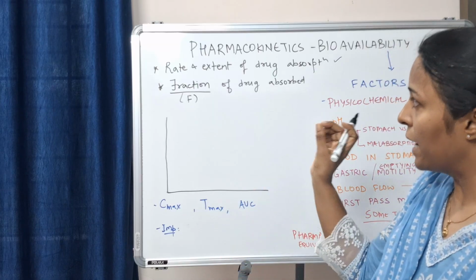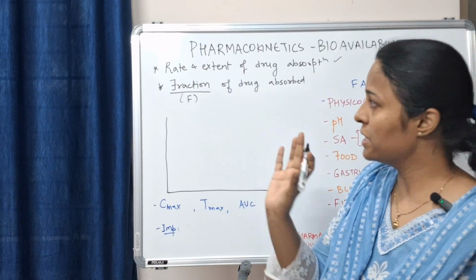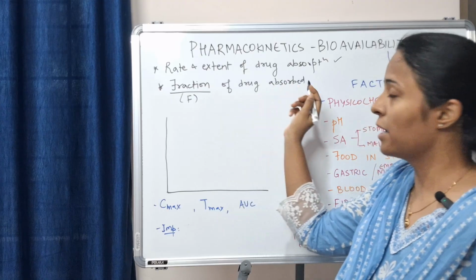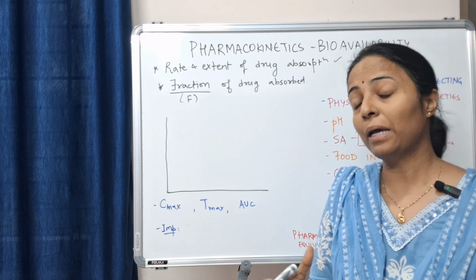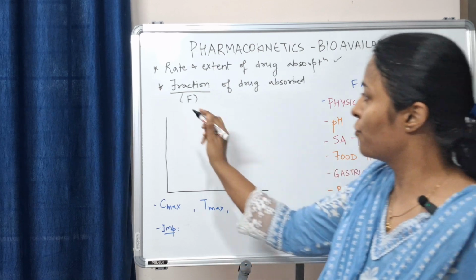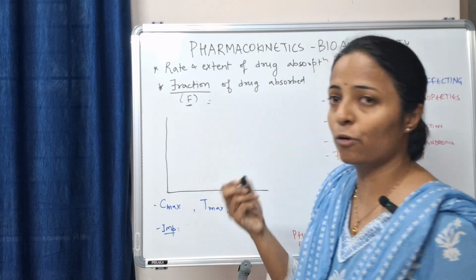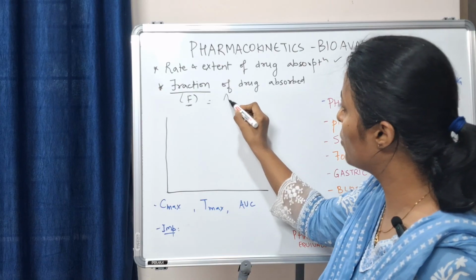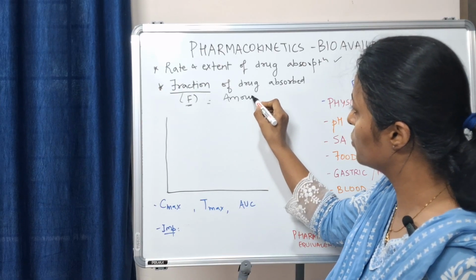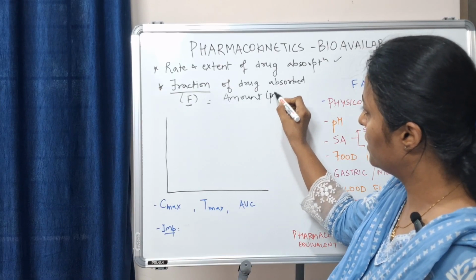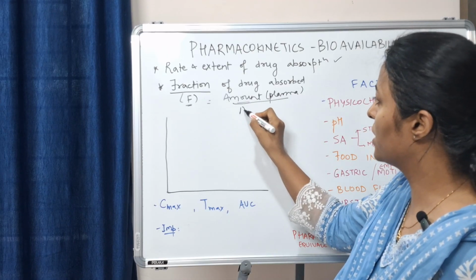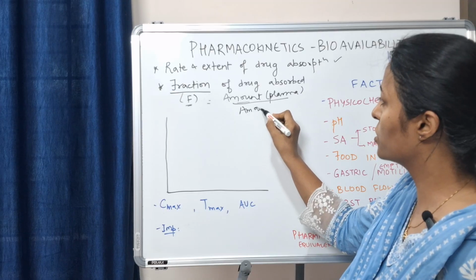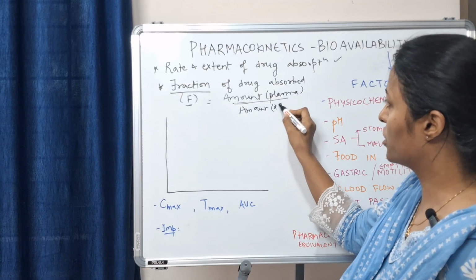Okay, and an easier definition is fraction of the drug absorbed to the plasma when it is given by a particular route. Okay, so how we will calculate fraction: that is the amount of drug which enters into the plasma, divided by the amount which is given. So what is the original dose? That will be the fraction.